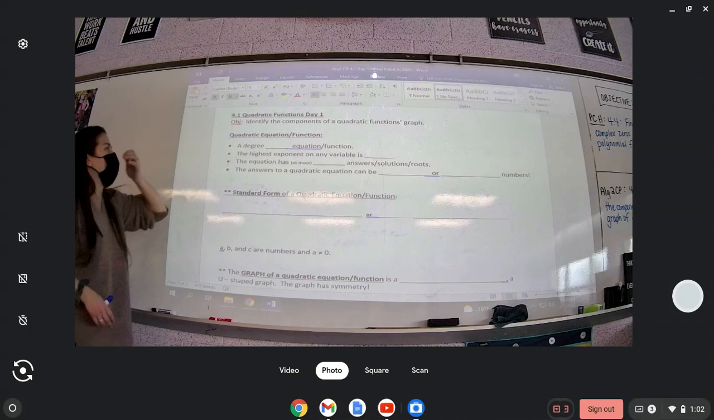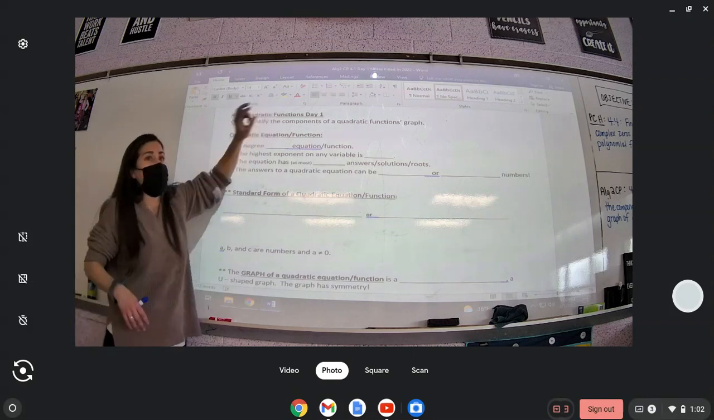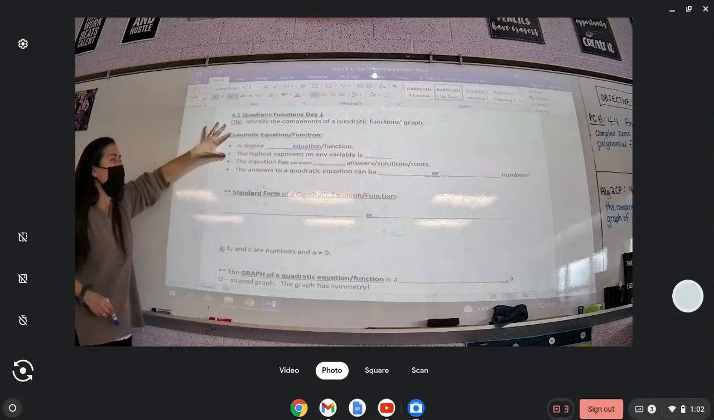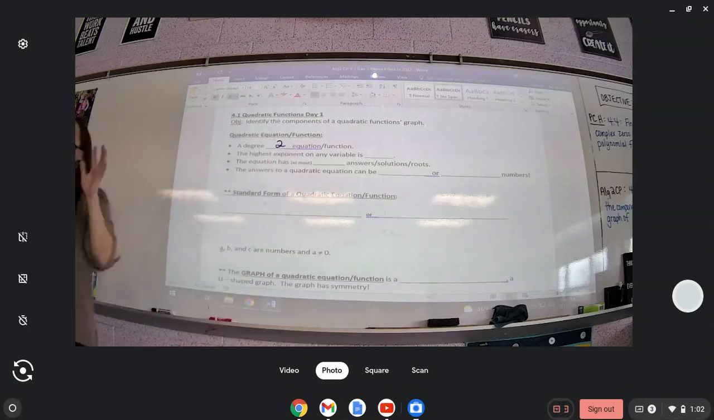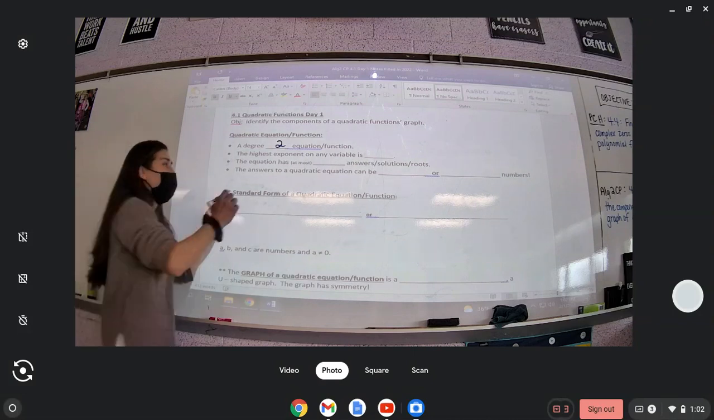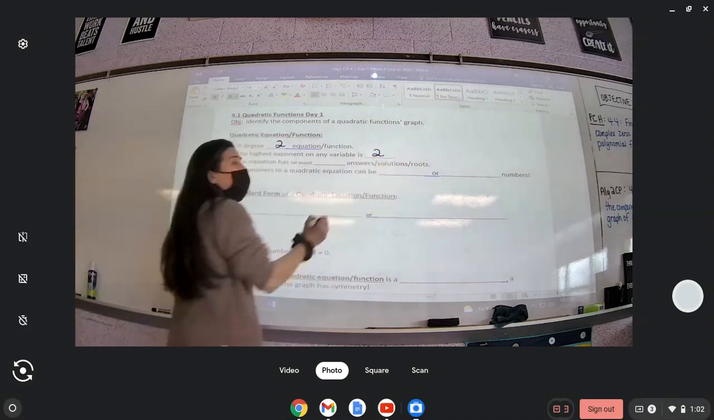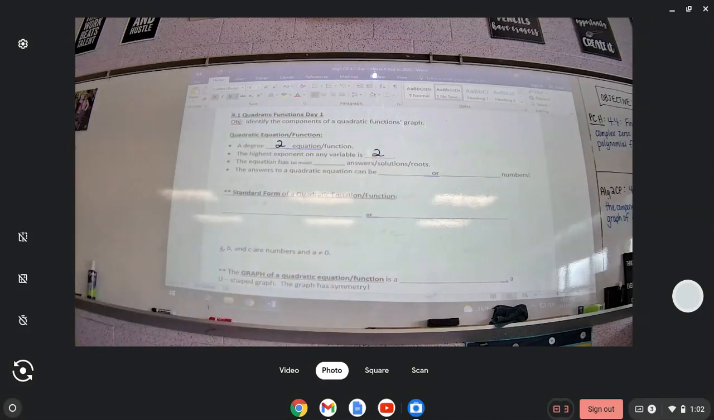All right, so chapter 4 is all about quadratic functions, degree 2. A quadratic function is a degree 2 equation. So it's not just going to be good old x and good old y. A degree 2 means the highest exponent on a variable is going to be 2. So we're going to be dealing with x squareds now, not just x's.